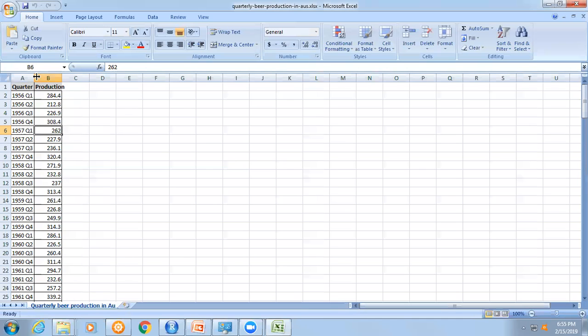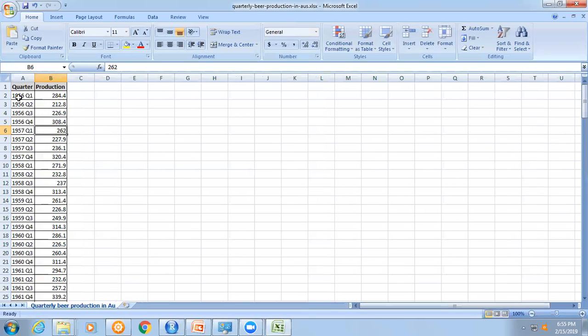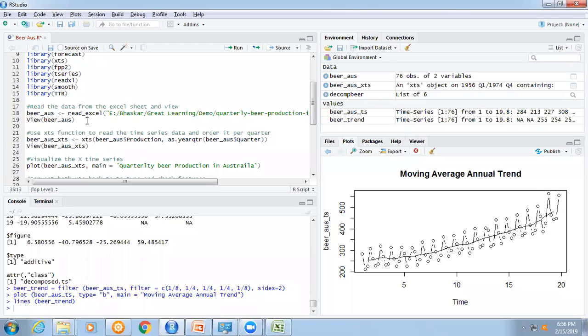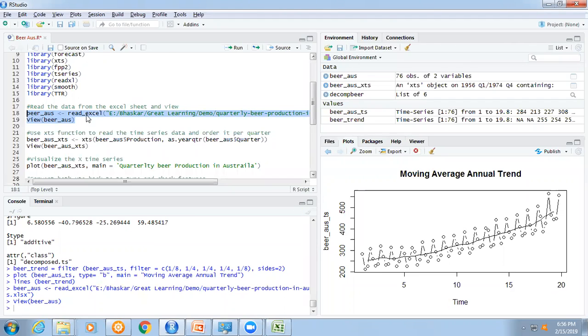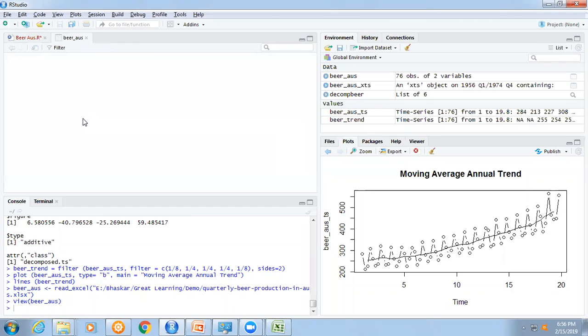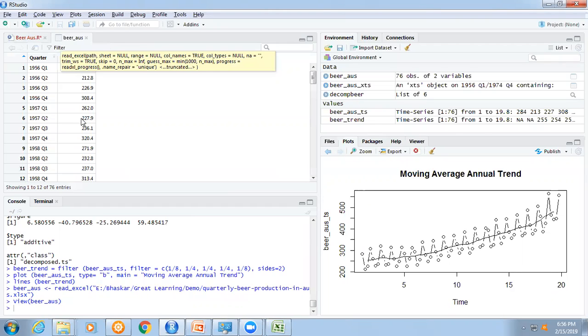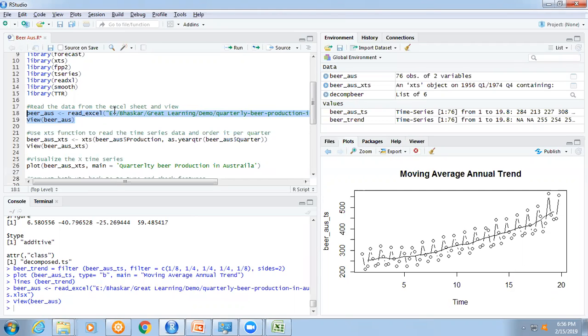It has only two columns. The first column is the year and quarter. The second column is the number of million liters of beer that has been produced in that quarter in that country. I've imported this data into R, and I'm reading it over here. Okay, so I have read this data into R. Looks like it's a bit slow, but there you go. The data has been imported into R successfully.